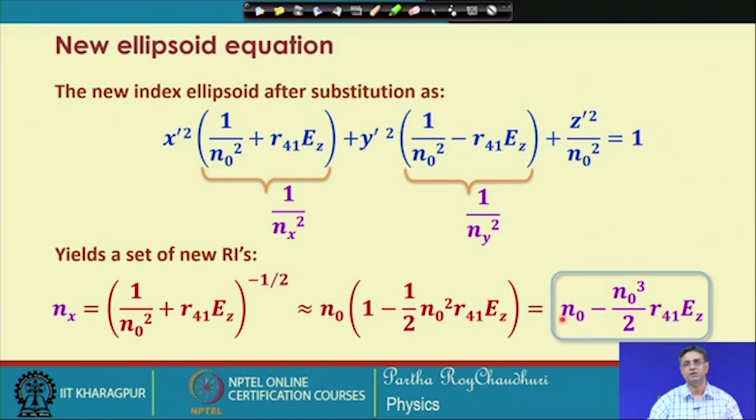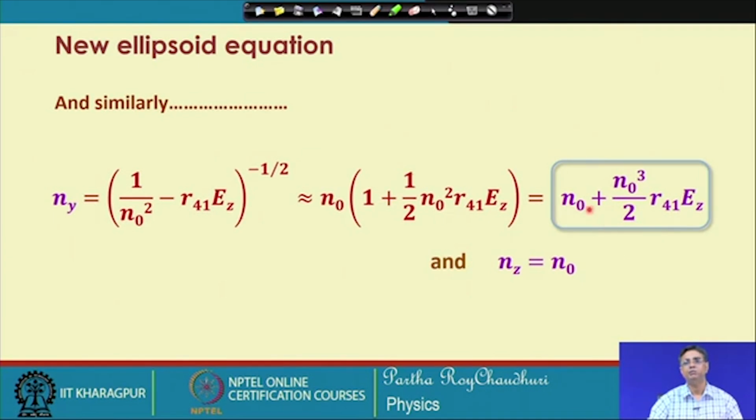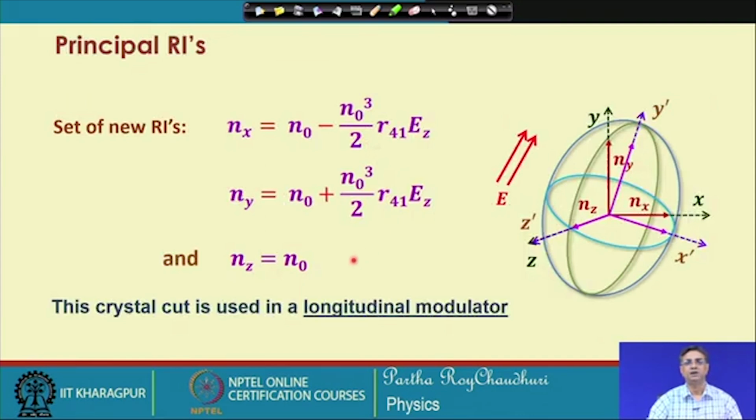If it is positive, n x has become less than n 0, whereas n y has become more by the same amount. So, n x has decreased and n y has increased, but n z remained the same. That means I have new principal refractive indices where n x is less than n 0, n y is more than n 0, but n z remains the same.